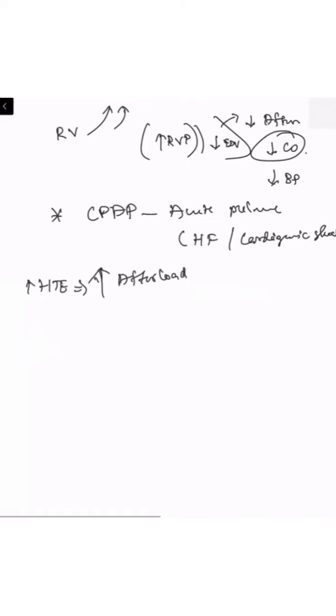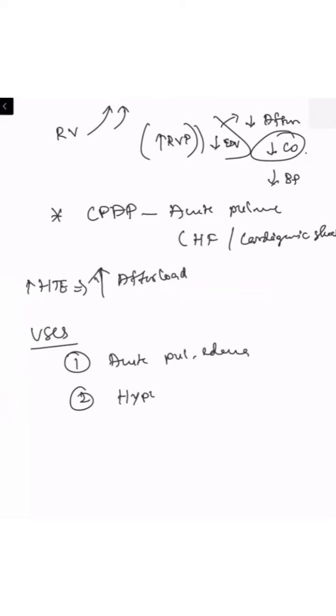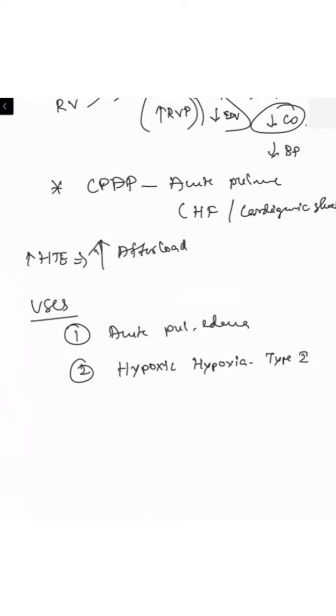So what are the common uses of CPAP? The most common reason is the management of acute pulmonary edema, and the second most common is correction of hypoxia, that is, type 1 respiratory failure. There is no role of CPAP in type 2 respiratory failure, because there we don't need to increase the functional residual capacity or the oxygenation, but we need to increase either the tidal volume or the respiratory rate.